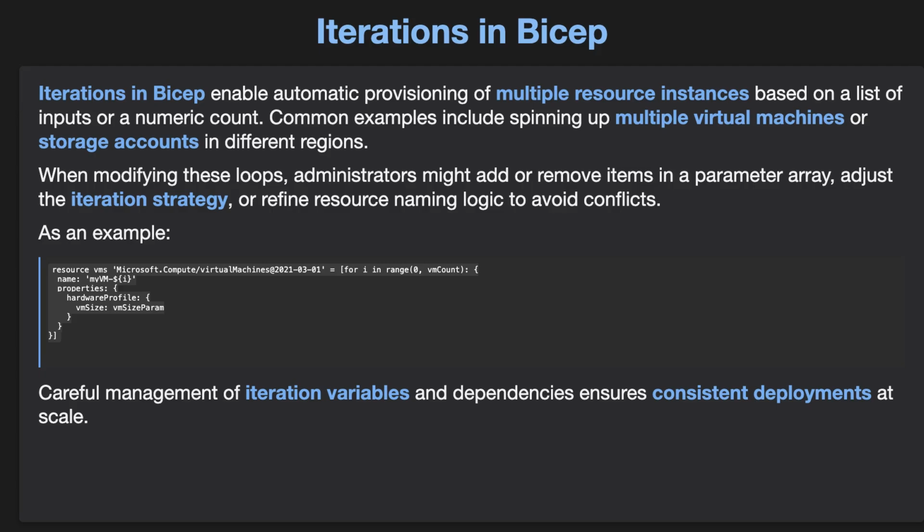When modifying these loops, administrators might add or remove items in a parameter array, adjust iteration strategy, or refine resource naming logic to avoid conflicts. As an example, Bicep resource VMs 'Microsoft.Compute/virtualMachines@2021-03-01' = [for i in range(0, vmCount): { name: 'myVM${i}', properties: { hardwareProfile: { vmSize: vmSize. Careful management of iteration variables and dependencies ensures consistent deployments at scale.